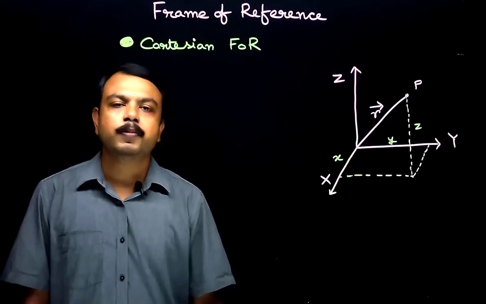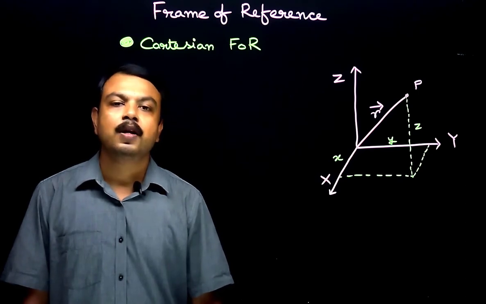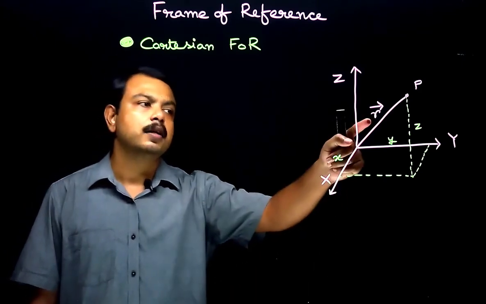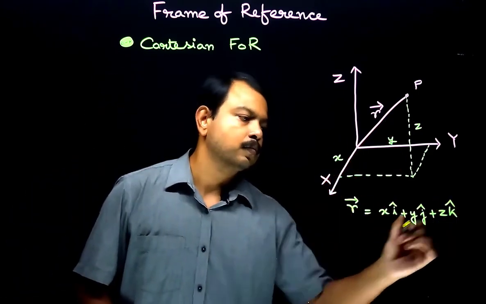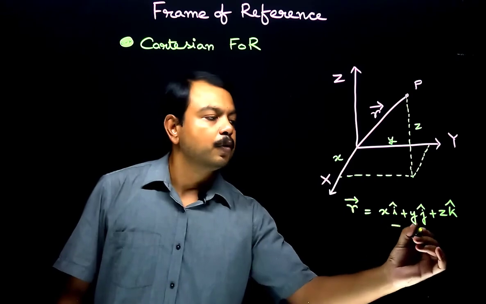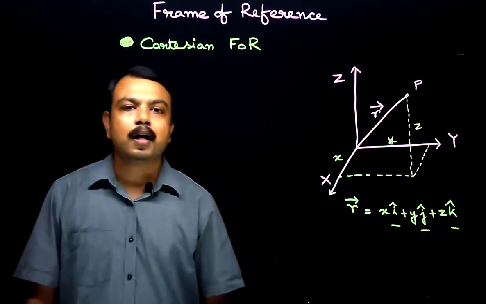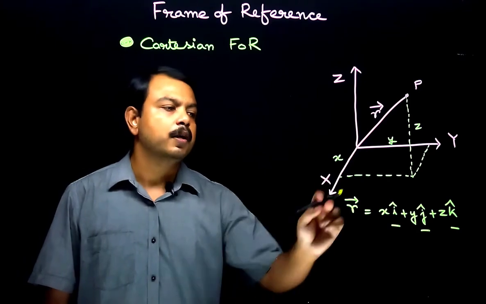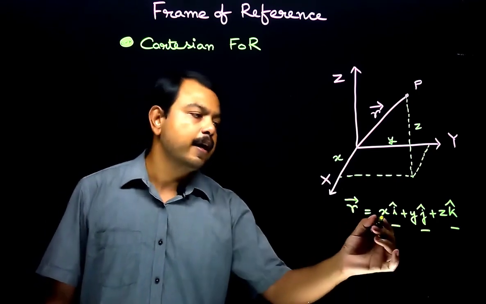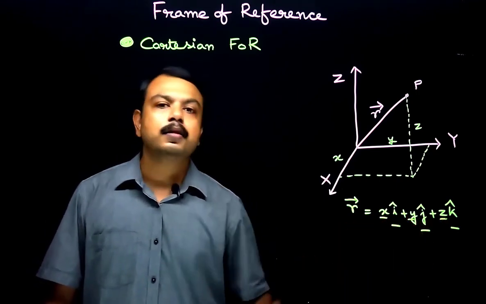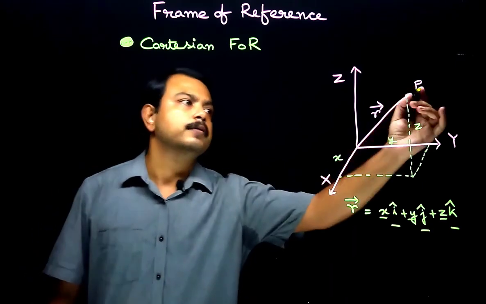In Cartesian coordinate-based frame of reference, we represent the position of a point by joining a vector from the origin to the point itself. Using the concepts of vector algebra, we can represent this vector r in terms of these coordinate points. Here, i cap, j cap, k cap are the unit vectors corresponding to x-axis, y-axis and z-axis respectively, and x, y and z are the coordinates for this point P.